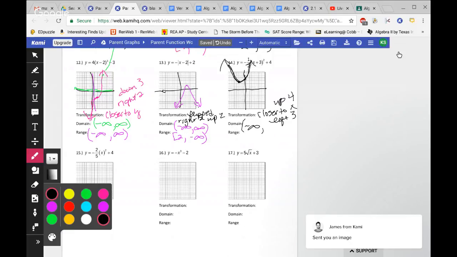Negative infinity to infinity. It is. Good job. And then our range? 4 to infinity. Good job. Awesome.